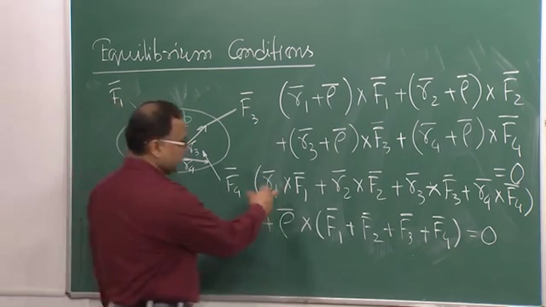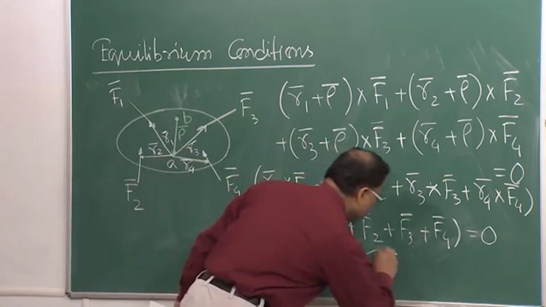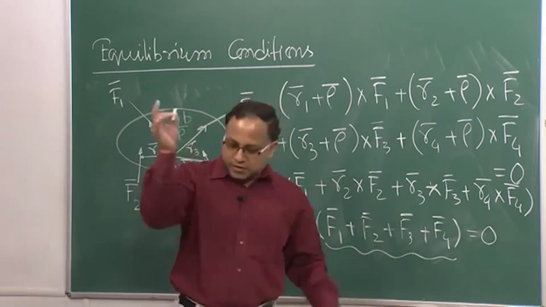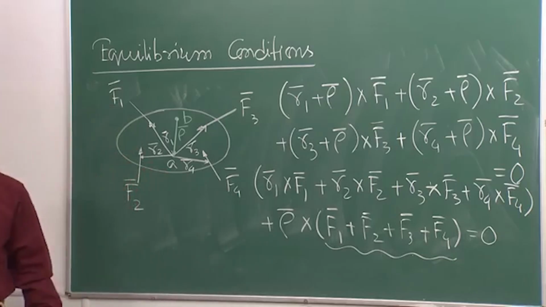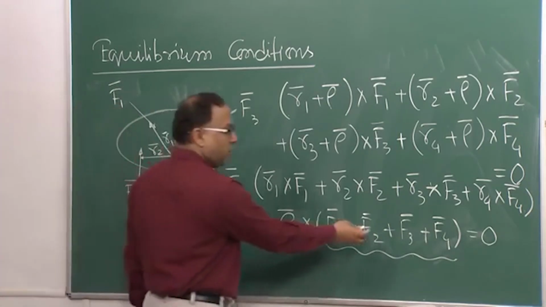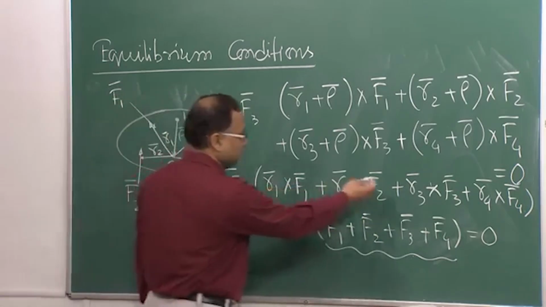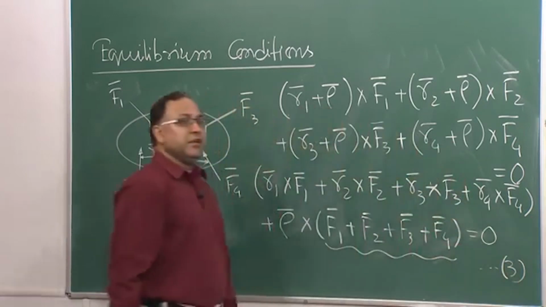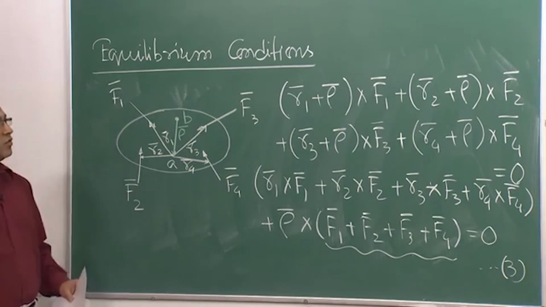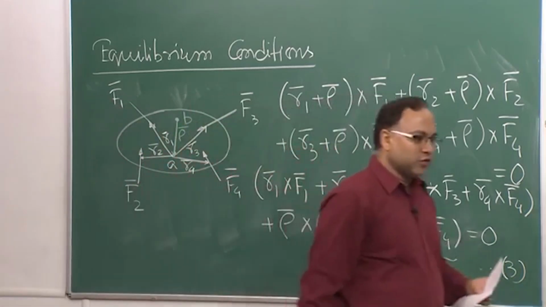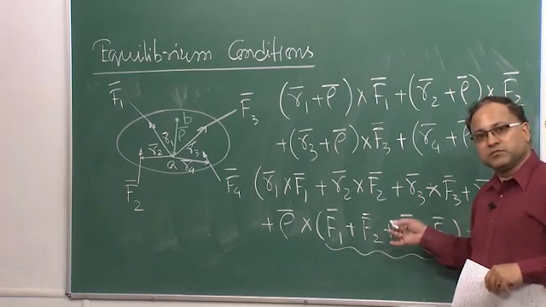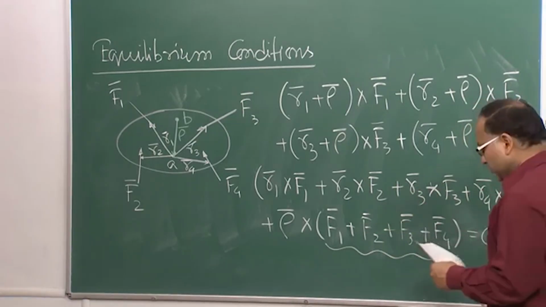Now, if you look at this equation, this last part is already 0, because we are talking about the equilibrium condition, and that is already established: the resultant force must be a zero vector. So what is left out? This is left out. If I say this is my equation 3, then equation 3 is nothing but your equation 2. If you go back to your lecture, equation 3 eventually becomes equation 2, because this part is of course 0.